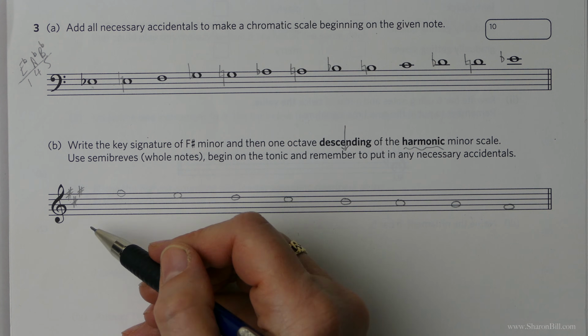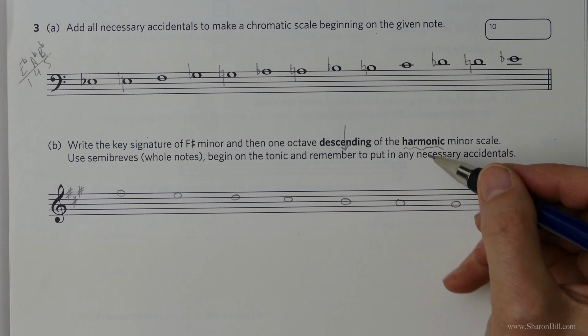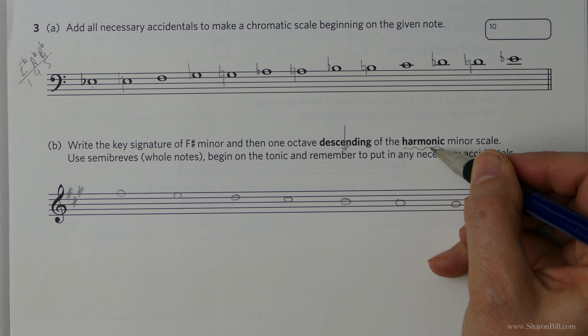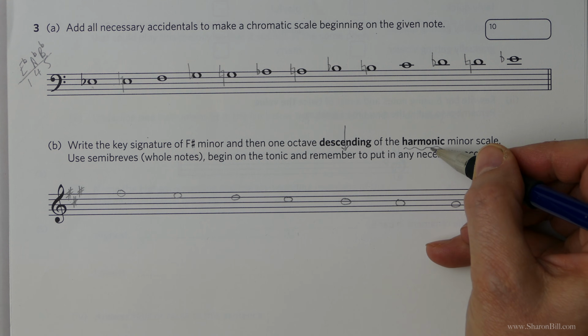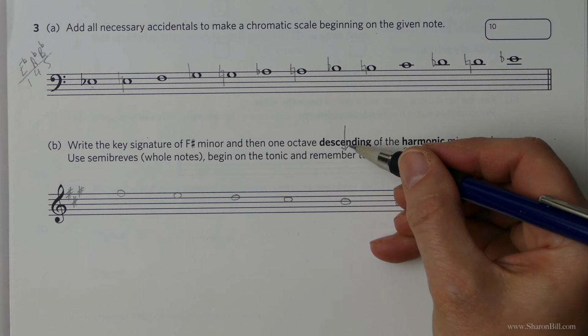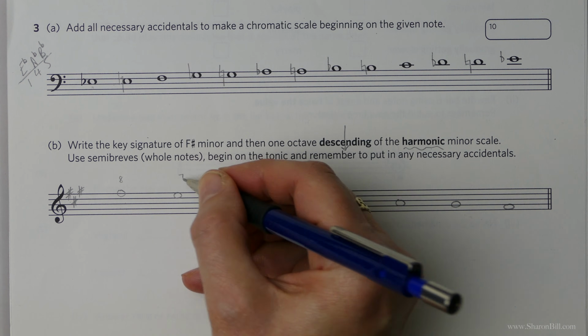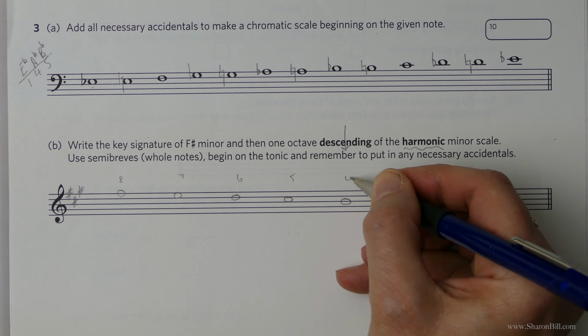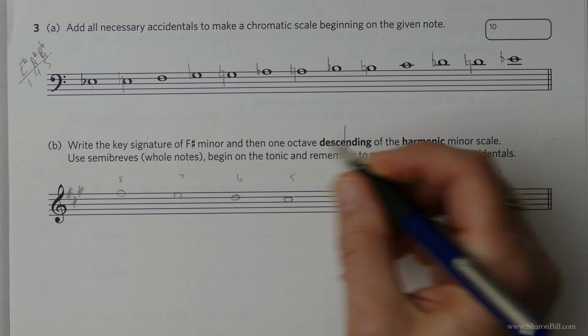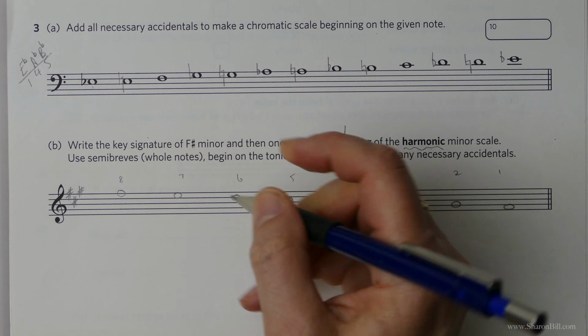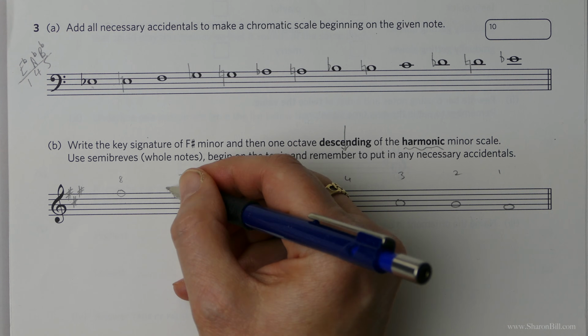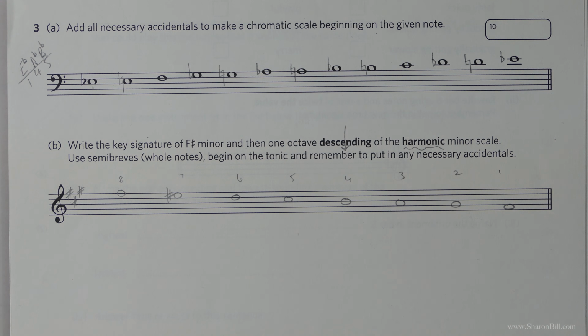Our key signature does nearly all of the work for us. However, if you remember, the harmonic minor scale has to have the raised 7th, ascending and descending. Now don't forget, because we're going backwards, 8, 7, 6, 5, 4, 3, 2, 1. So this is the 7th counting backwards, and so that E needs to be raised. So there we go, that's that question completed.